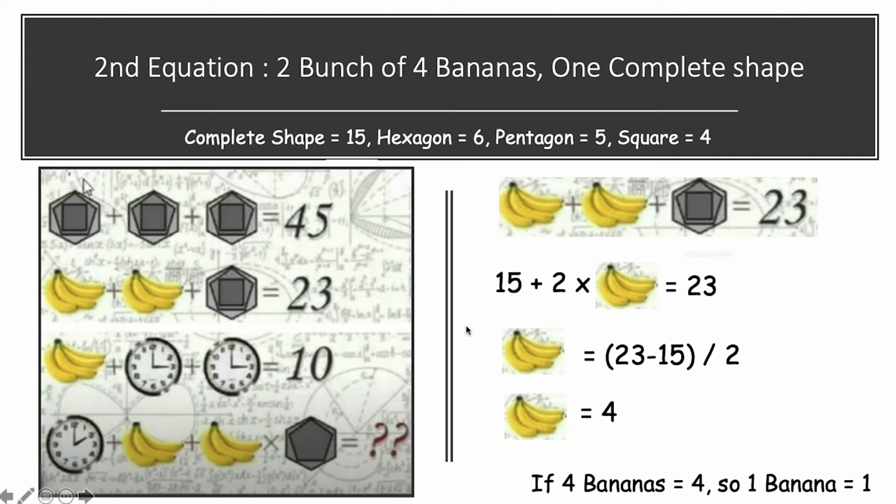So that is 15 plus 2 into bunch of bananas is equal to 23. On solving this, bananas is equal to (23 minus 15) divided by 2, that is equal to 4. So friends, if a bunch of 4 bananas is equal to 4, that means one banana will be equal to 1. Here ends the second equation. Now jumping on to our third equation.